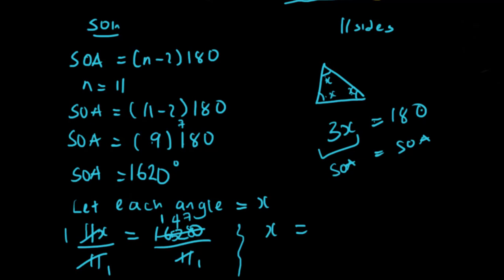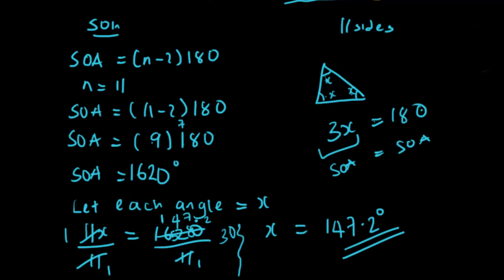Remainder 3. So I put a decimal point. 11 in 30 will give me 2. So approximately I have 147.2 degrees. And this is the answer. This is the size of the individual angle in an endecagon.